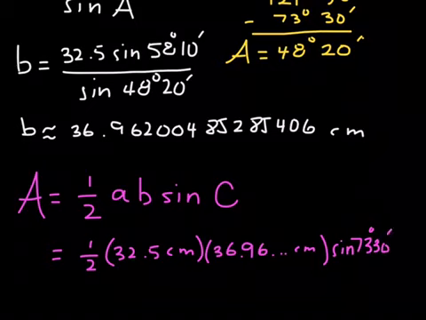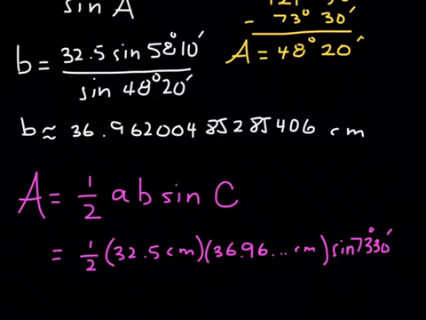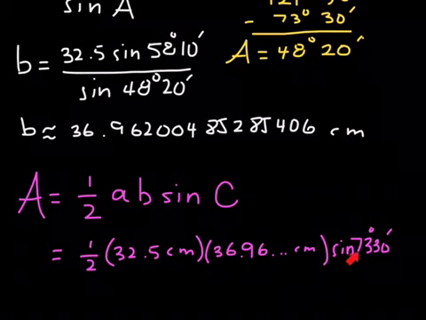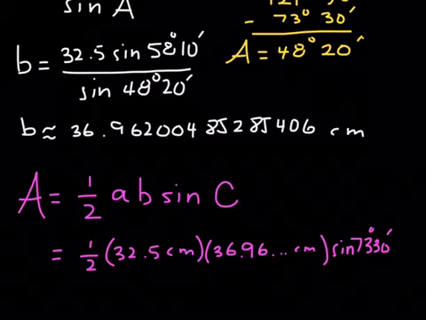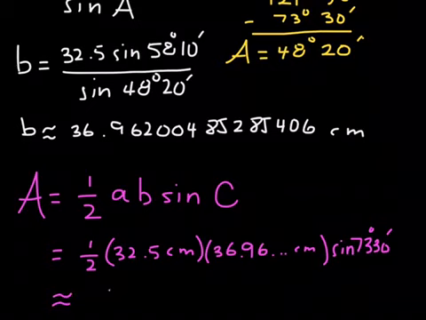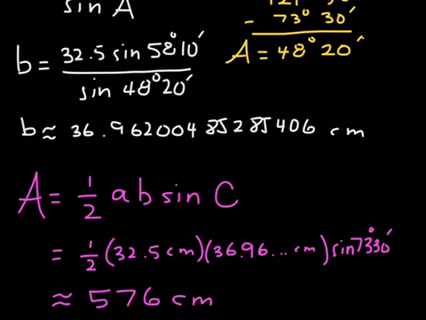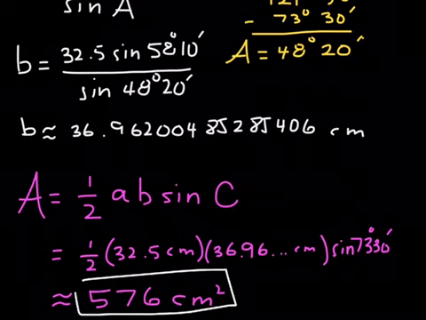Okay, so I'm going to punch all of this into my calculator. Don't forget that 73 degrees and 30 minutes is the same thing as 73.5 degrees, because 30 minutes is half of 1 degree. And we're going to round to the nearest square centimeter, to three significant digits. Cool. What'd you guys get? I got approximately 576. We're finding area, so this is square centimeters. I rounded to 3 significant digits. All right, you guys, that's what I got.